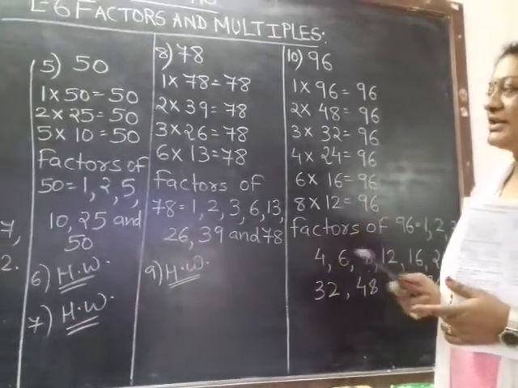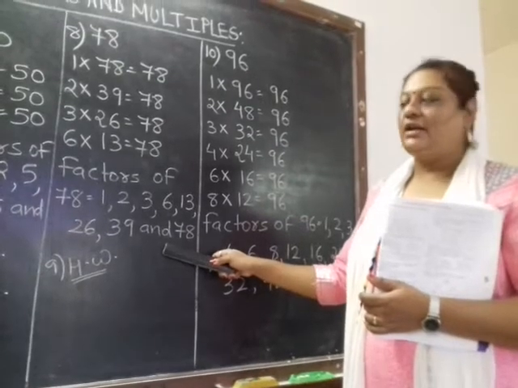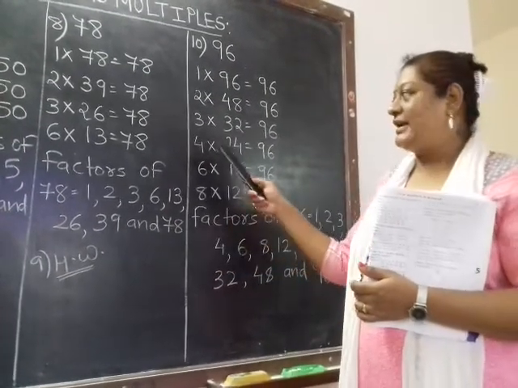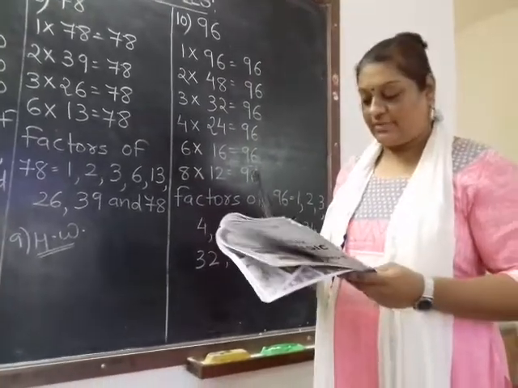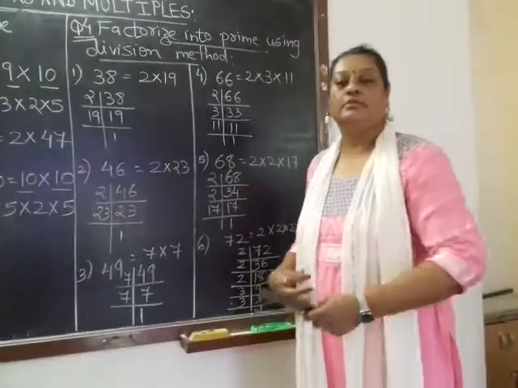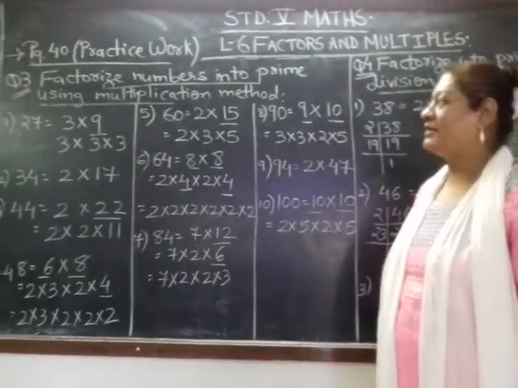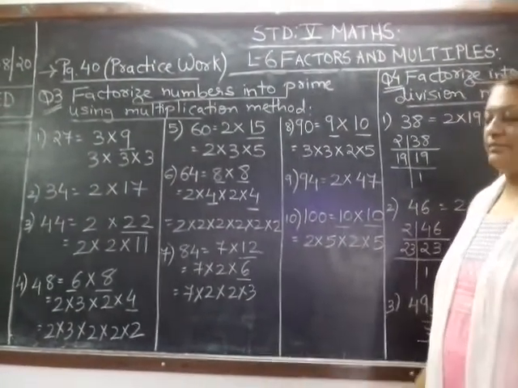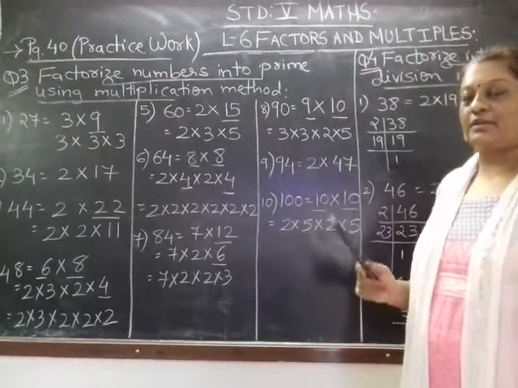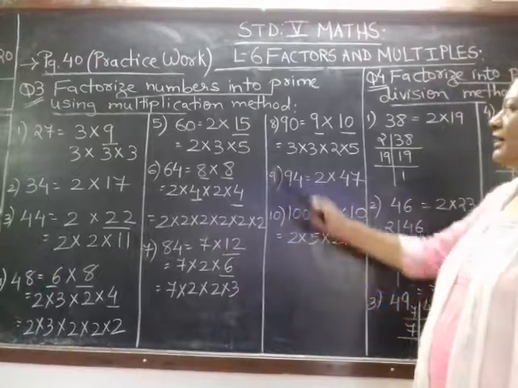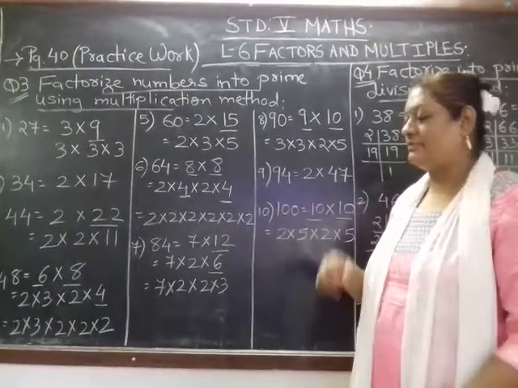So I hope this is clear to you. This method is a common factor method what we had seen in earlier videos where we are getting prime as well as composite numbers. Moving on to question number 3. Factorize numbers into prime. Now you are aware about the number which is having only two factors, 1 and the number itself is called prime. So factorize number into prime using multiplication method.